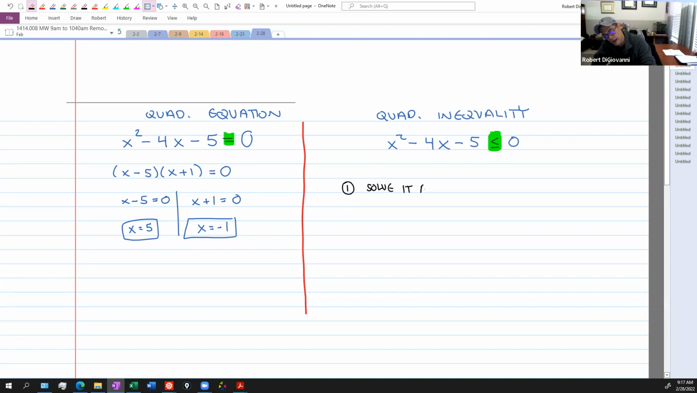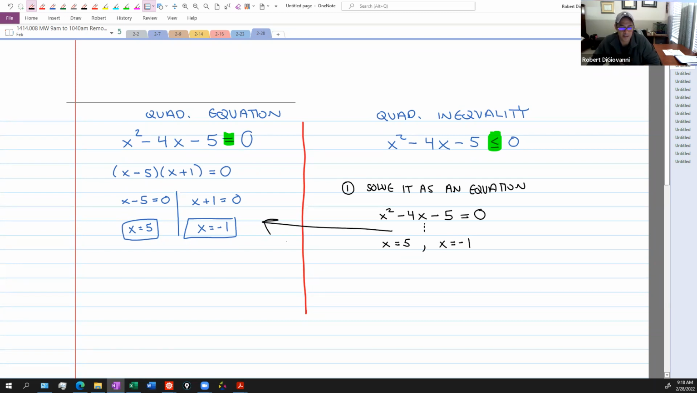Solve it as an equation first, which means you're going to write the inequality down, and you're going to replace the inequality with an equals sign. That's the first thing. And we already know the solutions to this, right? Because I just did this on the side. We have our two answers, right? I'll put an arrow. We already know how to do that, right?